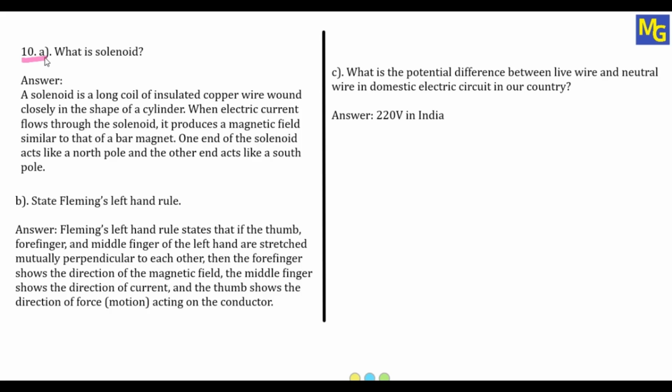Now question number 10, which has options A, B and C. So we will see the first option, A. The A option is: what is a solenoid? So we have to write down the definition. A solenoid is a long coil of insulated copper wire wound closely in the shape of a cylinder. So understand here, we are going to take an insulated copper wire and we are going to wind it closely to get the shape of a cylinder. So it will be like this.